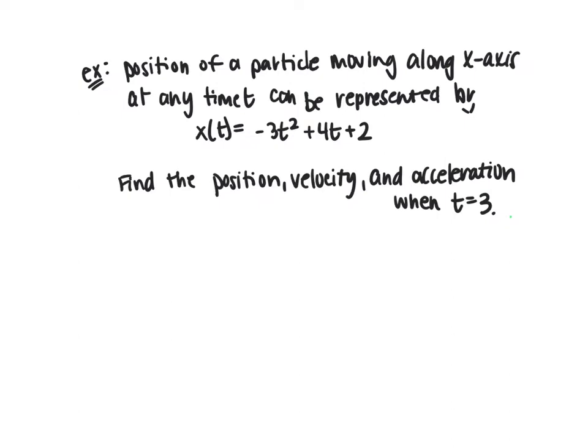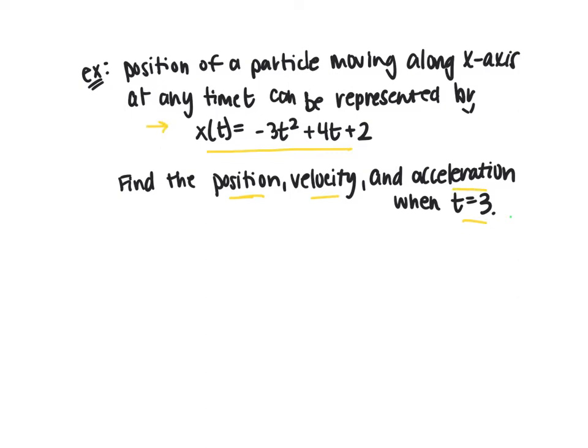Okay, so we're going to start with a basic problem. We have the position of a particle that's moving along the x-axis at a time t, and it can be represented by this function. We have to find the position, velocity, and acceleration when t equals 3.